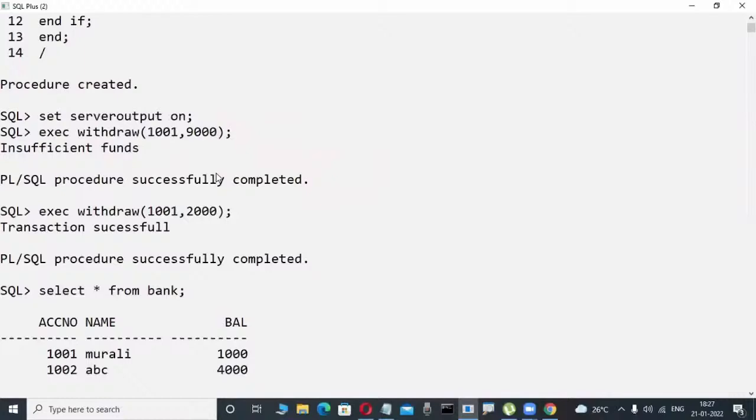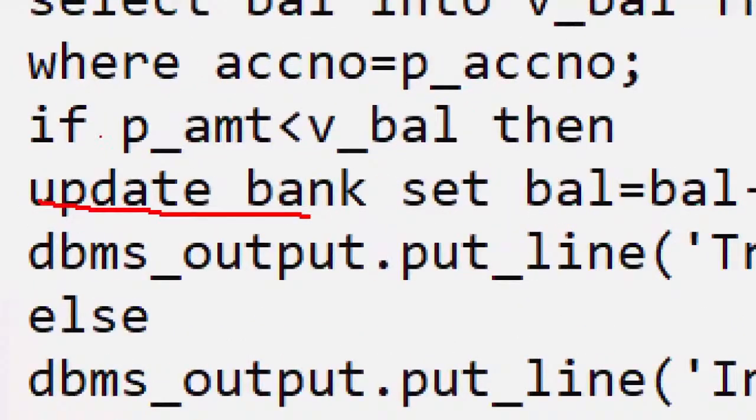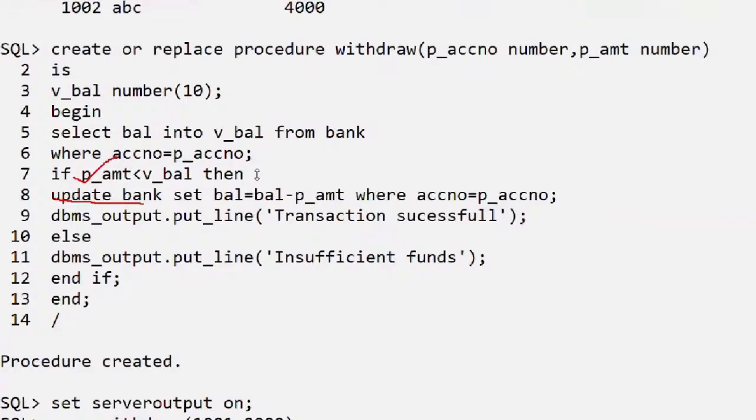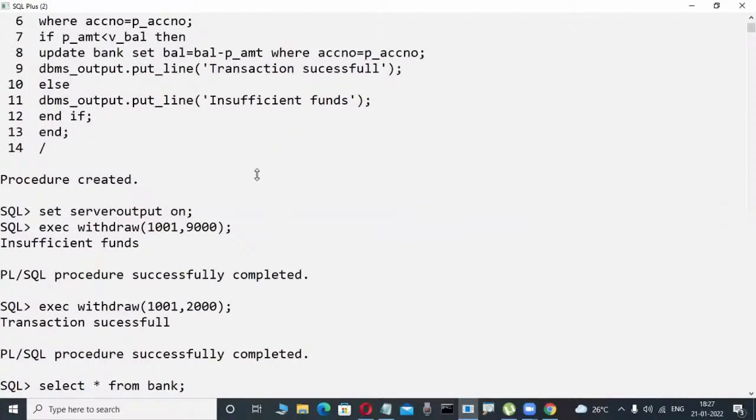You are a programmer, you are writing coding in an update. Update is a SQL command only. If condition is a PLSQL command. That's why you need some language knowledge. With this type of PLSQL coding knowledge, then only you can write real-time applications, OTP validations, bus ticket reservation, anything. So many applications are there. But a little bit of knowledge is required.